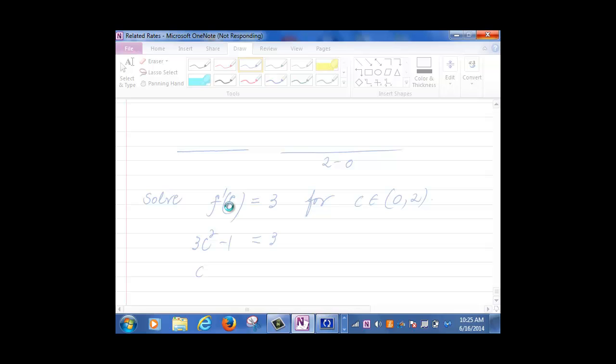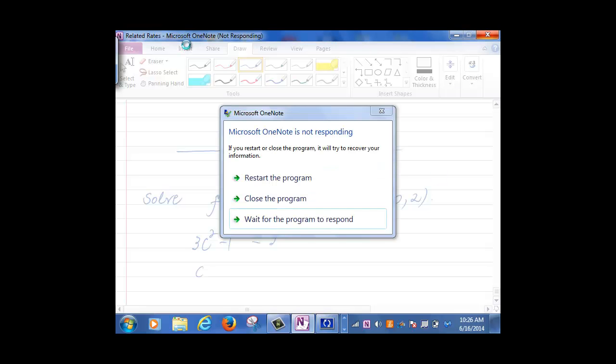I guess I might have to just kill it. Nothing we can do about their software. That's Microsoft's problem. OneNote is not responding, so I'll just restart, right? No, well, it's just a OneNote, so yeah.